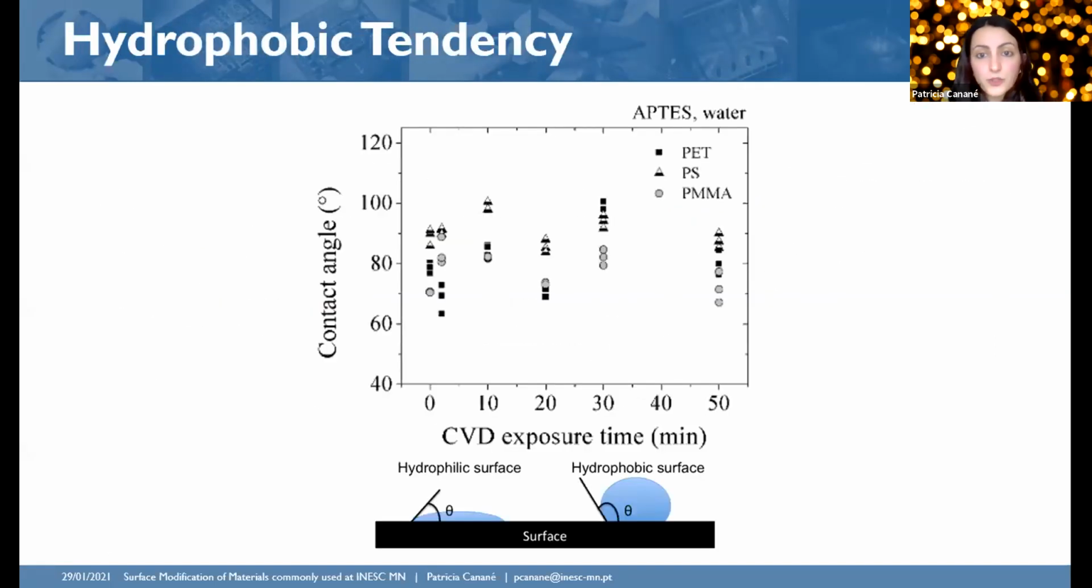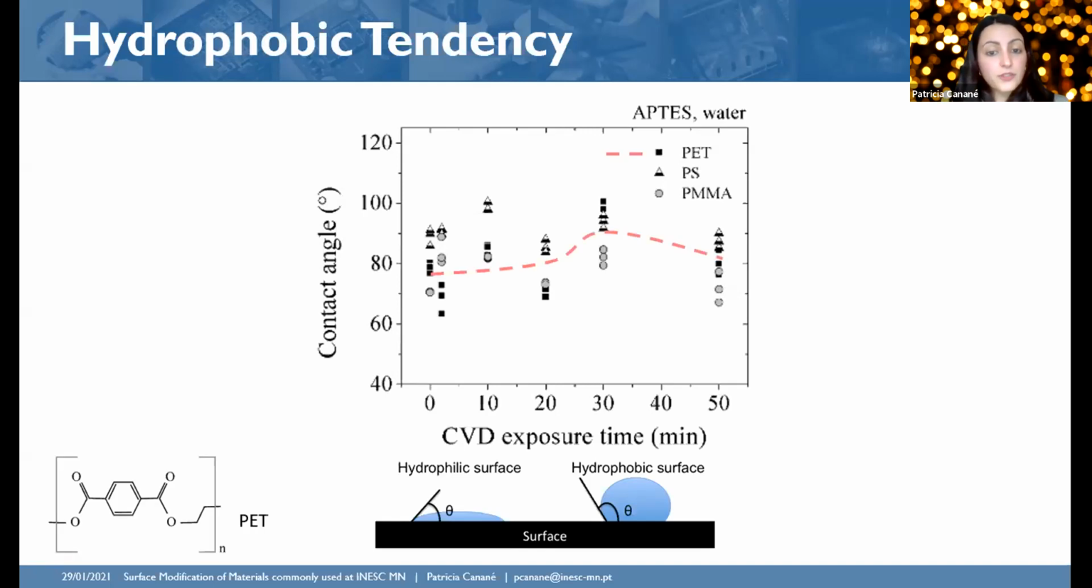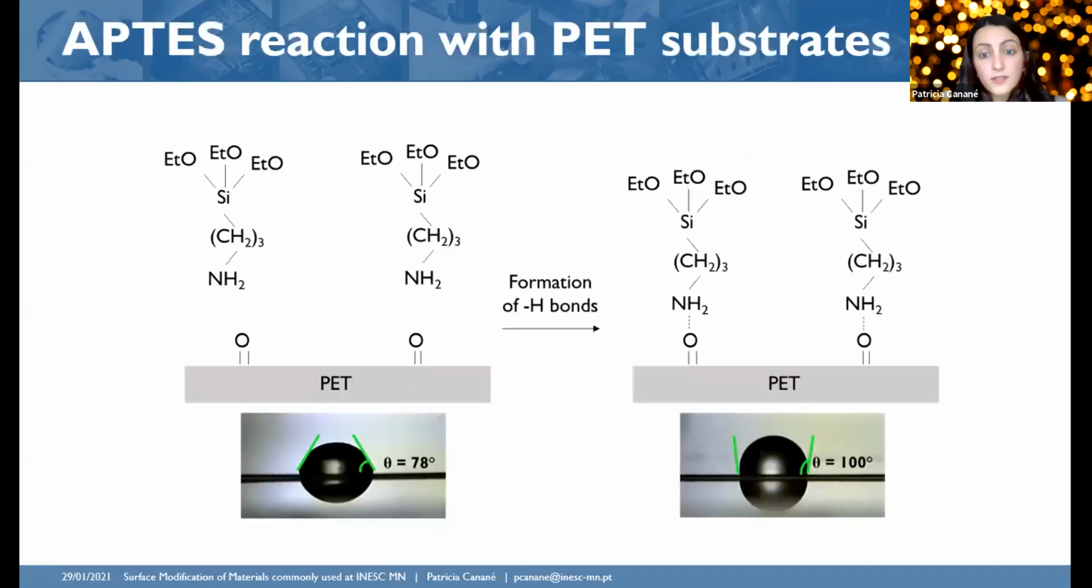As for the exposure to APTS, we can see that PET suffered an increase in contact angle after 30 minutes of exposure. And as we can see here on the bottom left, PET has a double bonded oxygen, which allows the establishment of hydrogen bonds with the APTS molecules.